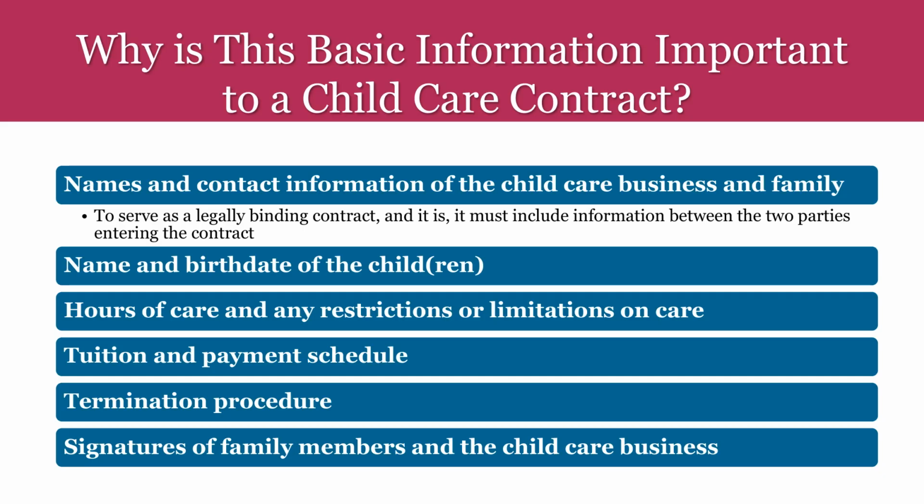For this document to serve as a legally binding contract, and it is if written correctly, it must include information between the two parties entering into the contract. In this instance, the family member responsible for enrolling and paying for the child care services and the child care business. Notice we said, family member responsible. In some cases, this could be both parents or one parent and/or guardian. In other cases, this could mean a grandparent, family member, guardian, or foster parent.